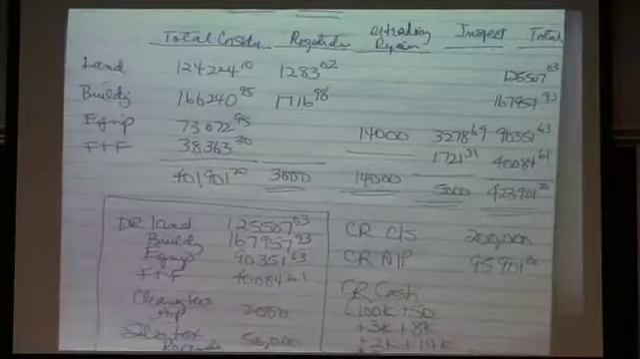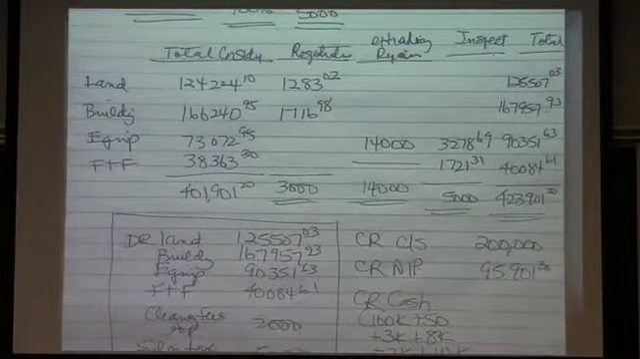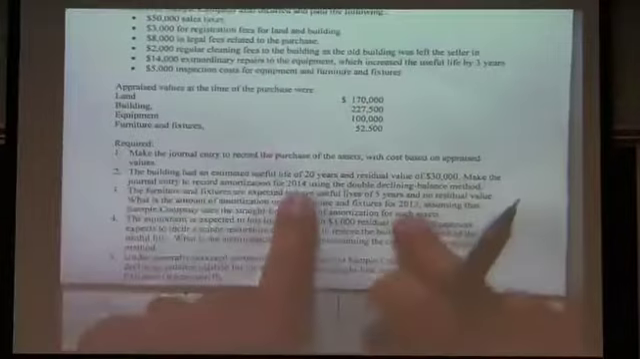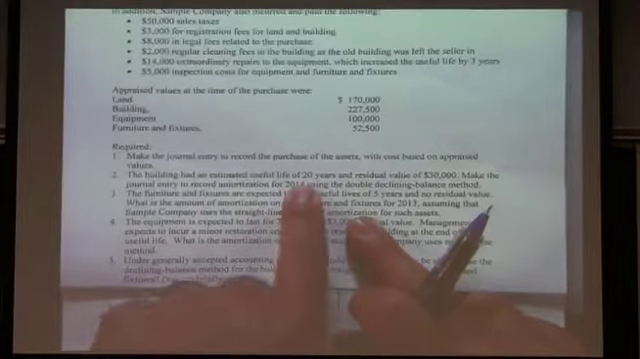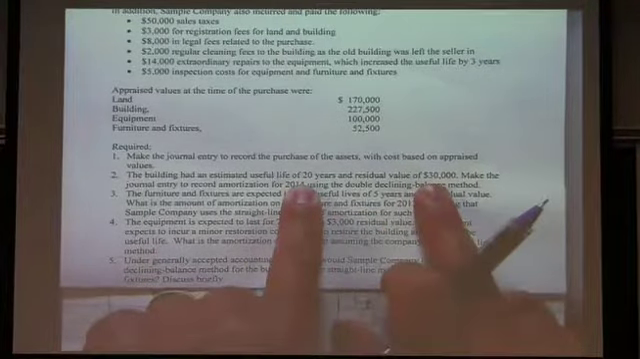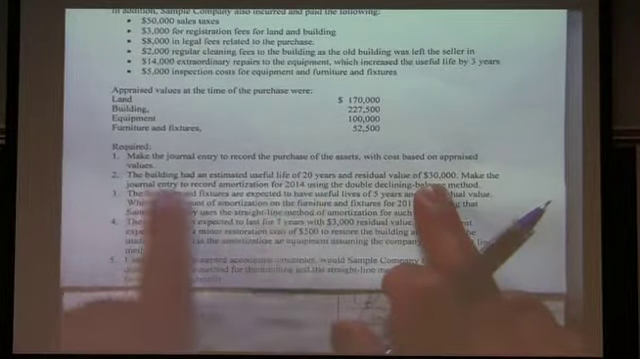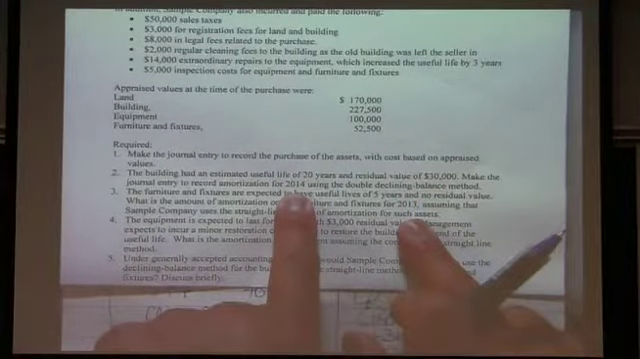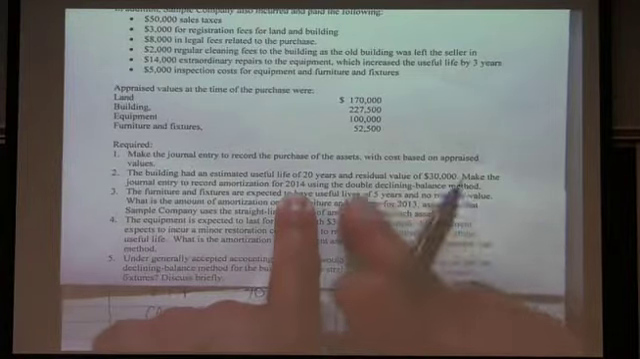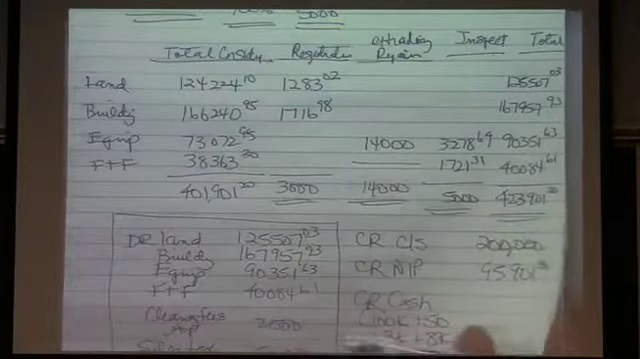Now, the second part of the question takes us through the amortization. It says the building has a useful life of 20 years, residual value 30, and we're asked to record the amortization expense for 2014, using double declining balance method. So we're going to calculate that. So for the building, let's look at part 2 of the question.